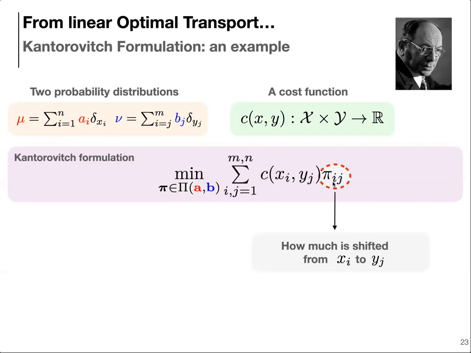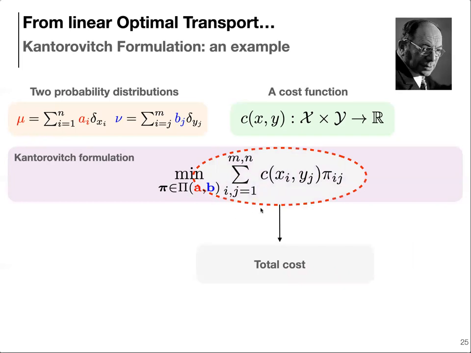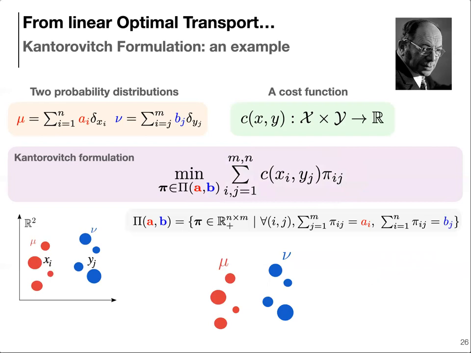If we look at the element ij of this matrix, it is how many breads are transported from a bakery i to a given cafe j. With this notation, the cost of moving from i to j multiplied by the amount of mass shifted by P is the cost of that transfer. And this is why we have a total cost, because we are summing this cost over all the bakeries and all the cafes. So this is the formal definition of the set U(a,b). It's a set of positive matrices of size number of bakeries times number of cafes, with prescribed marginals a_i and b_j.